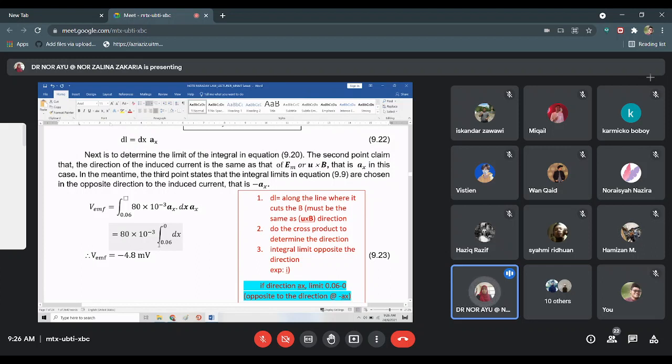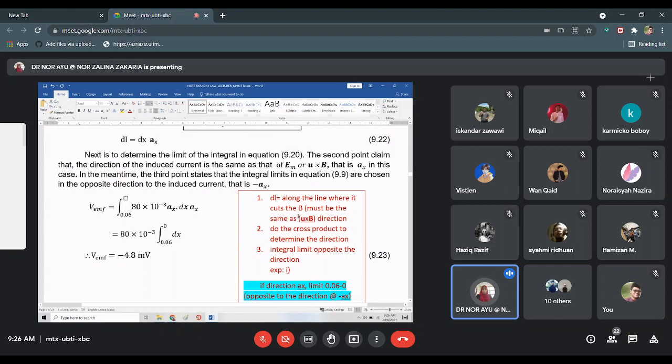So instead of 0 to 0.06, you need to put 0.06 to 0. Okay, so your final answer will be negative 4.8 millivolt. Alright, so I wrote one more thing here. So DL is along the line where it cuts the B, okay, cuts the magnetic field, and must be the same as U cross B. The direction must be the same direction as U cross B.